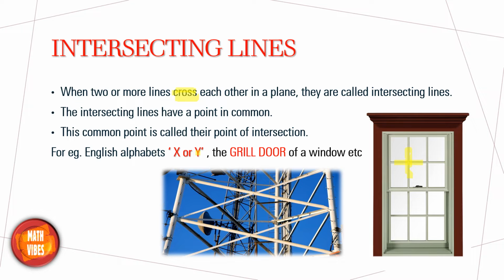One more example is this. You must have seen it, right? Here they are making an X. They are crossing each other at one common point. So they are intersecting lines.